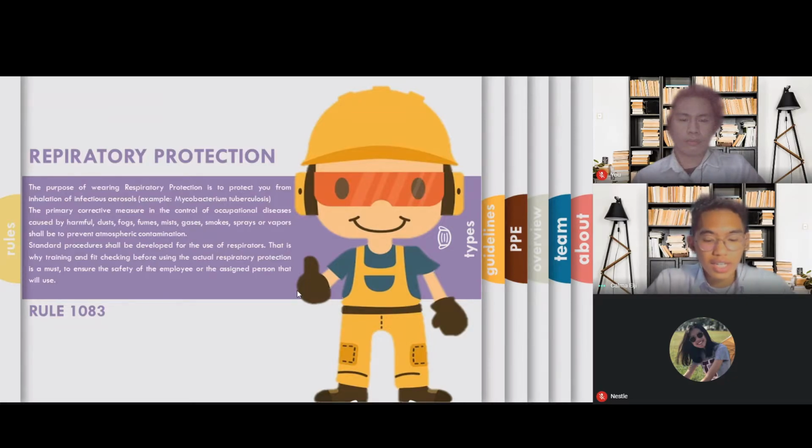So, training and fit checking is a must, lalo na sa mga first time pa lang gagamit. So, dapat tinitraining natin yung mga employees natin kung paano gamitin ang respiratory protection equipment. Then, fit checking para maiwasan natin yung pagpasok ng kahit anong harmful substance sa ating respiratory protection equipment. So, dapat fit ito sa mukha natin. At ginagamit para alam din natin ang ating gagawin kapag may unexpected accidents na nangyari. So, dapat nagtitraining yung isang employee.